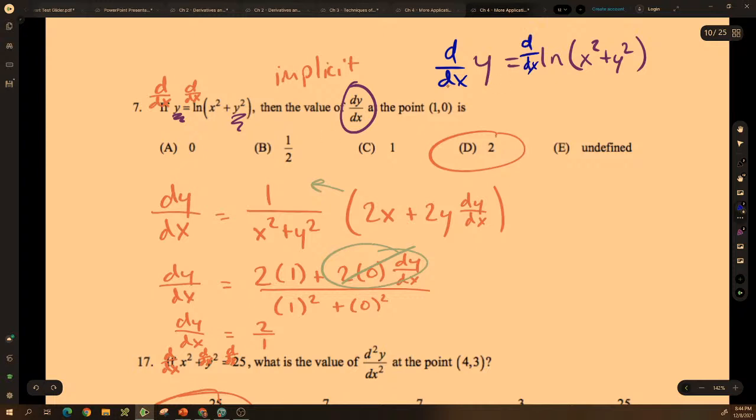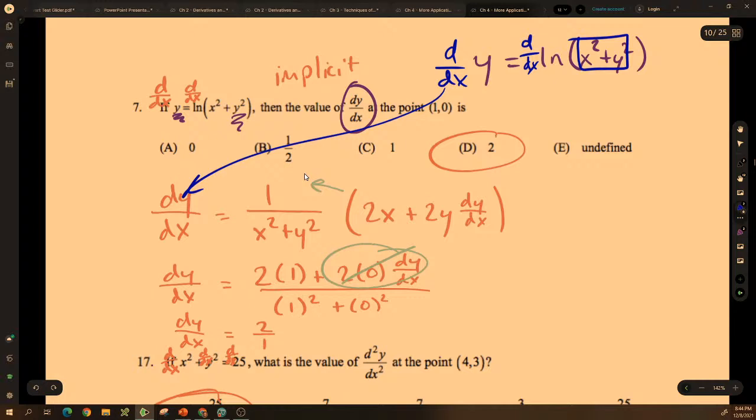So we get dy/dx on the left. This is ln of something, so the derivative of ln is 1 over that something. So 1 over x squared plus y squared, and times, I'm going to put this in parentheses, the derivative of x squared is 2x, plus the derivative of y squared is 2y dy/dx. I need to do that implicit.